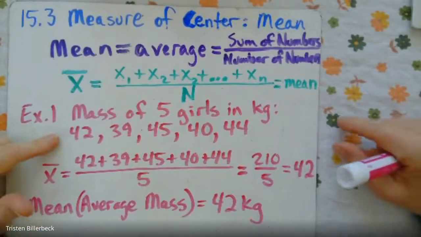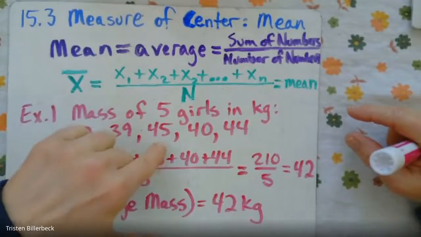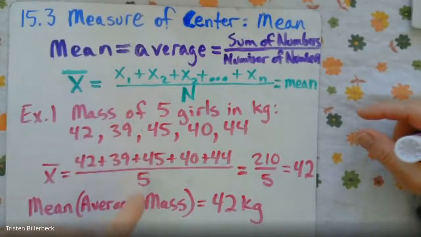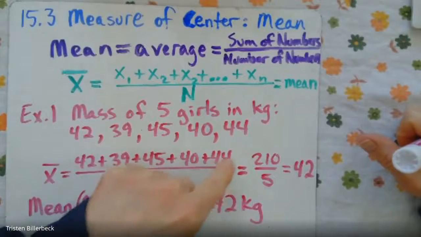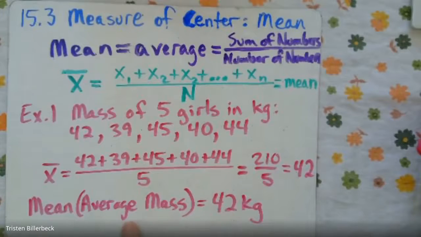If we have a mass of 5 girls in kilograms, and they are 42, 39, 45, 40, and 44, well, we have 5 numbers, so we put the number of numbers down here, 5, and we add up each one of the masses of each girl. We get 210, divide by 5, and we end up getting 42 kilograms as the average mass, or mean, for each of the girls.